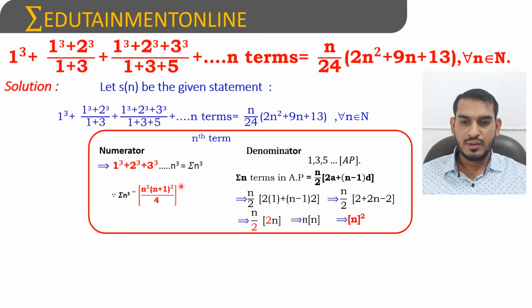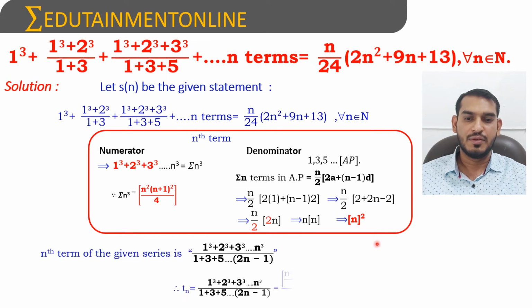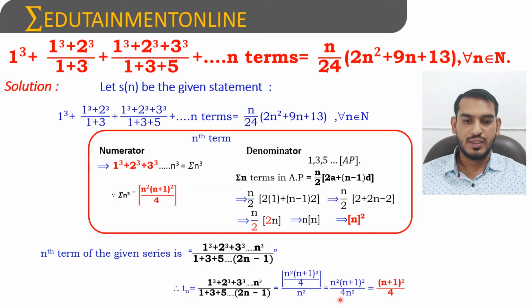So the total nth term is the nth term of the numerator divided by the nth term of the denominator, which can be written as n square into n plus 1 whole square by 4. This is the nth term of the numerator, and n square is the nth term of the denominator. So n square and n square get cancelled. Here we have n plus 1 whole square by 4 as the nth term.